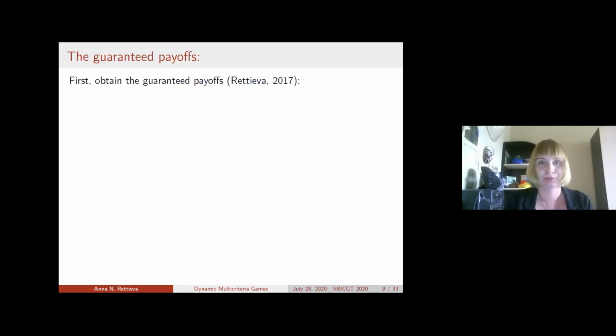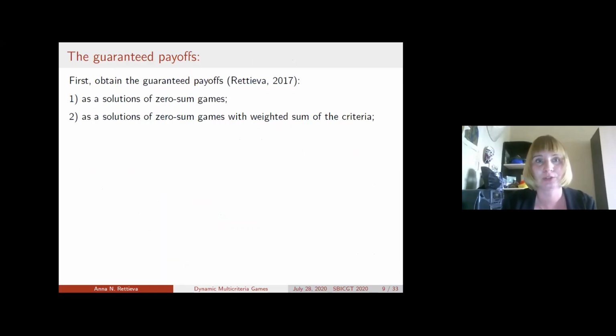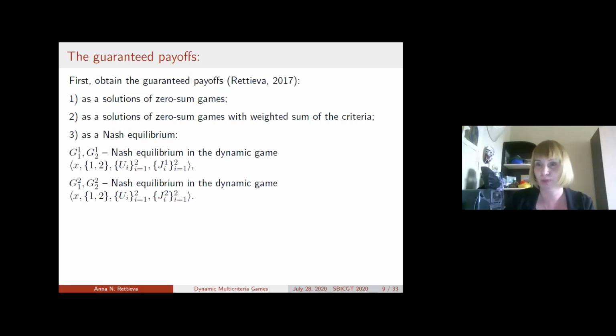So first we will start with non-cooperative behavior, and to construct the non-cooperative multi-criteria Nash equilibrium, we will use the Nash products. So first we have to construct the guaranteed payoffs that will play the role of status quo points. In our previous work, we presented three variants for how to construct the guaranteed payoffs. It can be a solution of zero-sum games, a solution of zero-sum games with a weighted sum of criteria, and the third variant as a Nash equilibrium. And in this paper in 2017, it was demonstrated that the third variant is beneficial for players, and improves the ecological situation. That's why here we will adopt this guaranteed payoff construction.